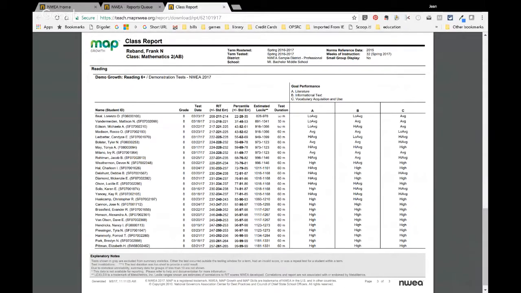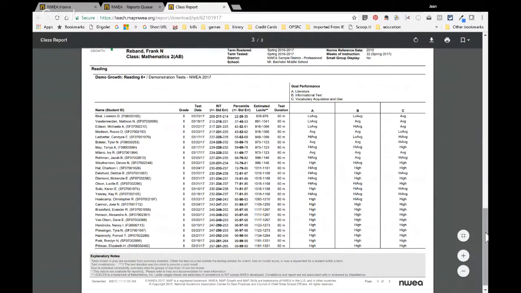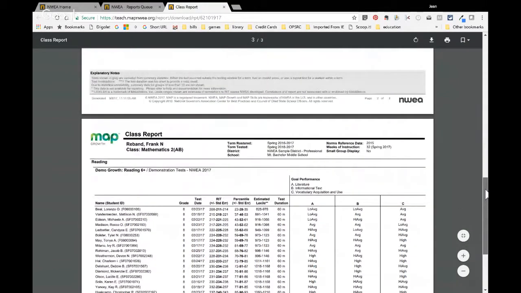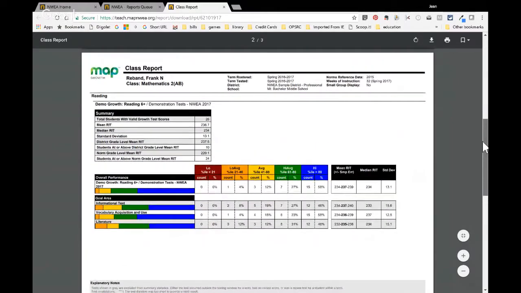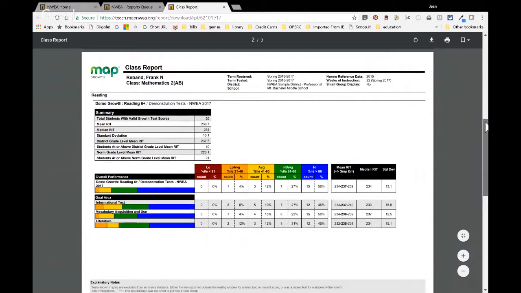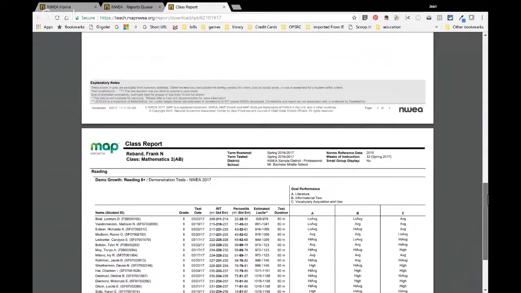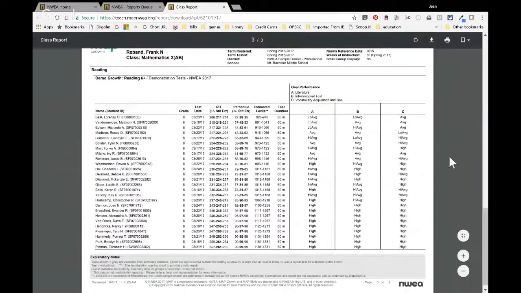That's not particularly common. Let's look at how we can analyze this, though, and this may be a slightly longer tutorial than we have had. Go back to the page that we looked at before and look at this median RIT. The median RIT for Mr. Reband's class was 234. So make a mental note of that, or if you've got a piece of paper, write down the number 234.